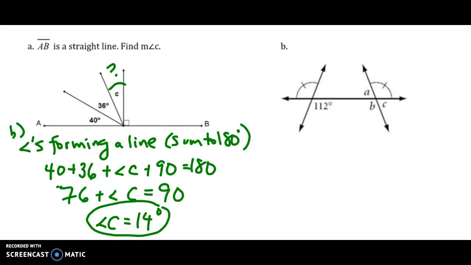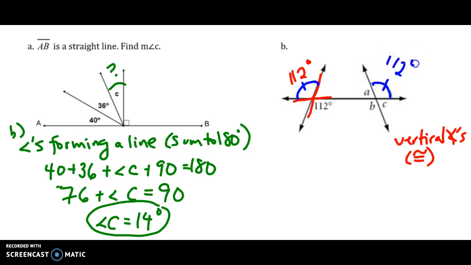For B, we're going to use vertical angles as one relationship. And we know that those are always congruent to one another. So here we have a pair of verticals. So this is 112 degrees. And notice we have this little tick mark here on each angle, meaning that these two angles are also congruent. So this is 112 degrees. So we used congruent angles. Angle B is vertical with 112, so that is also 112 degrees.